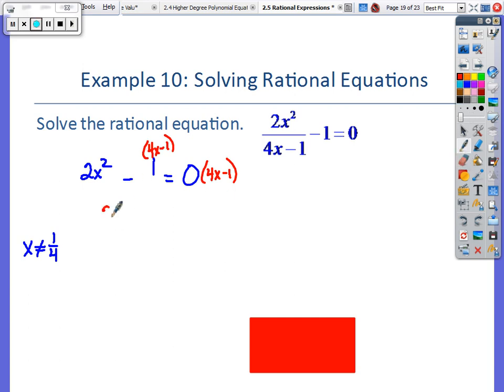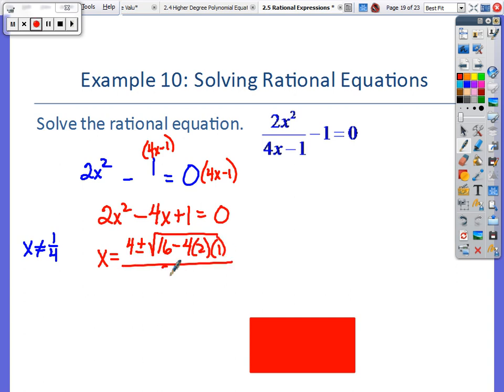Now what we have here is 2x squared minus the entire quantity. Notice I'm subtracting the entire quantity, so distribute that negative through. And then 0 times anything is 0, it's a quadratic. Now this quadratic, if you try to go ahead and factor, 2 times 1 is just 2. There are no factors of 2 that add to negative 4. So this is the quadratic formula. So x equals the opposite of b plus or minus the square root of b squared minus 4 times a times c, all over 2 times a.